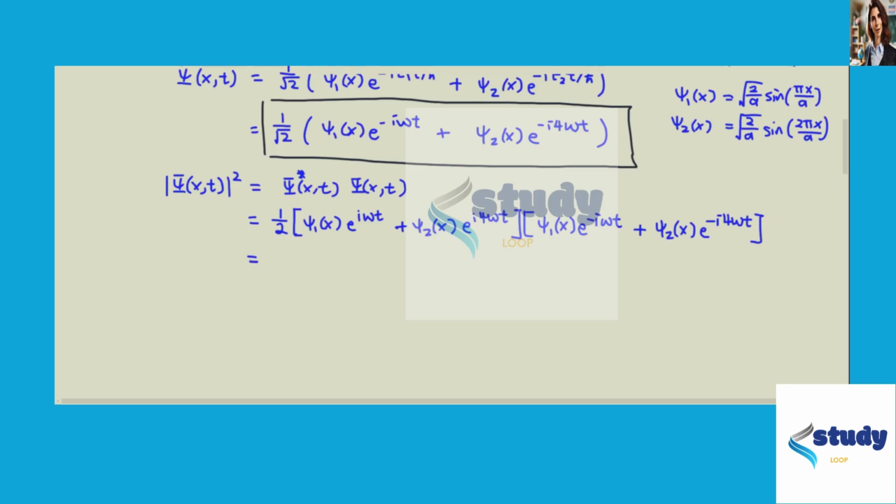And then you just multiply, so you have psi 1 squared. This term multiplied with this term, the exponential terms cancel out, and then you also have psi 2 squared as well. These two terms have no time dependence, and then you have psi 1 psi 2 e to the minus i 3 omega t, and then you also have psi 1 psi 2 e to the i 3 omega t.